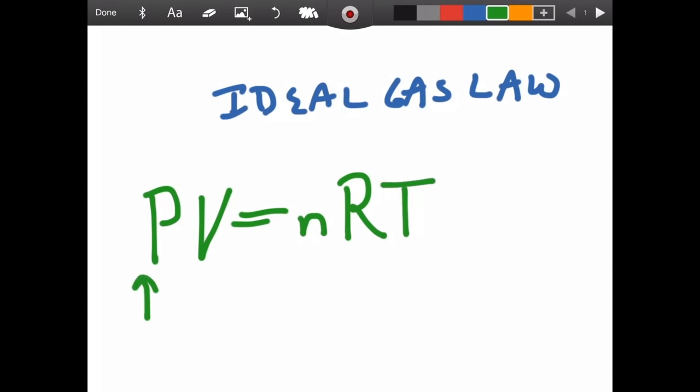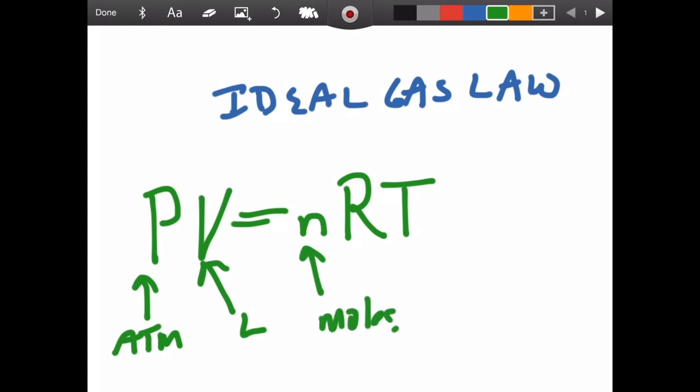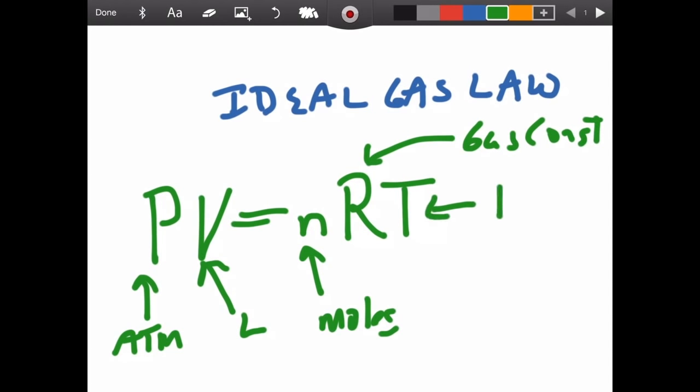Remember, pressure is in atmospheres. Volume will be in liters. N is the number of moles. R, this is the gas constant. And T is the temperature in degrees Kelvin. Okay?